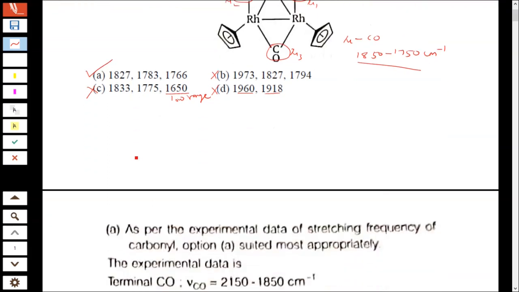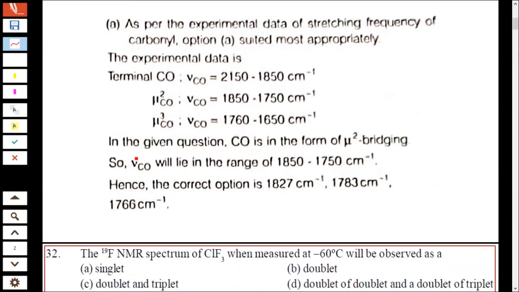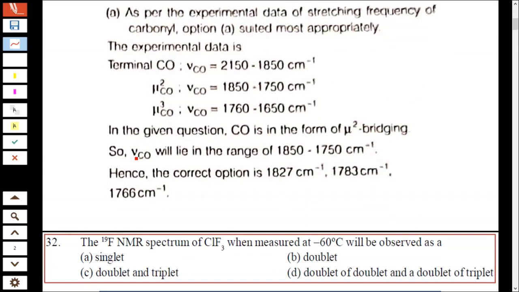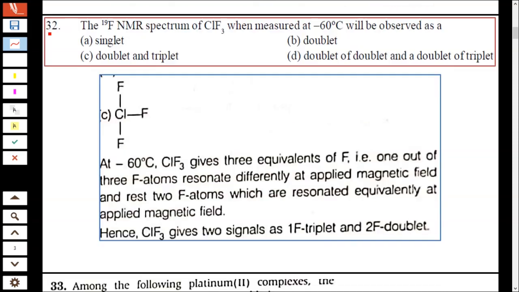As per experimental data, the range for mu1 CO is from 2150 to 1850. Mu2, the second bridged, is 1850 to 1750. Mu3 is 1760 to 1650. So option A is correct. Question number 32.